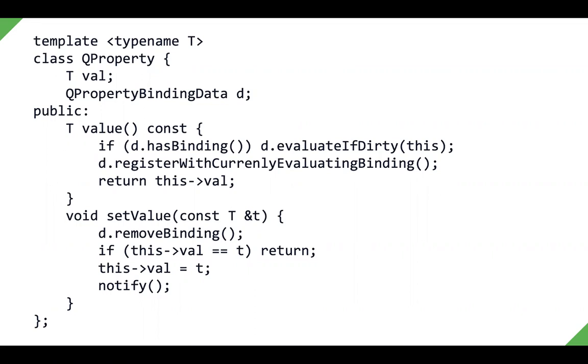If the binding is dirty, we evaluate it, and we also need to, if there's another binding currently evaluating that asks for the value of this binding, tell it that it depends upon this value here, and then we can return the value. Something similar happens in setValue, where we also need to notify all our dependencies that the value has changed. There's a couple more details in there. Let's not go into the details.